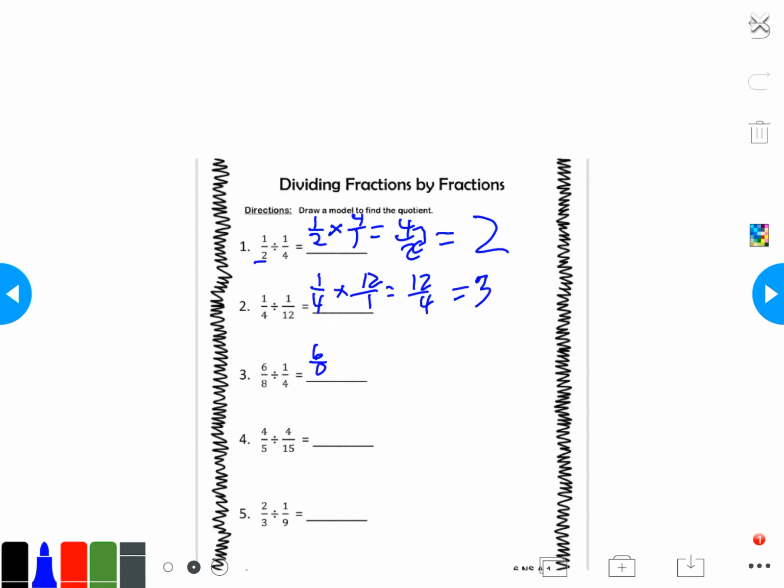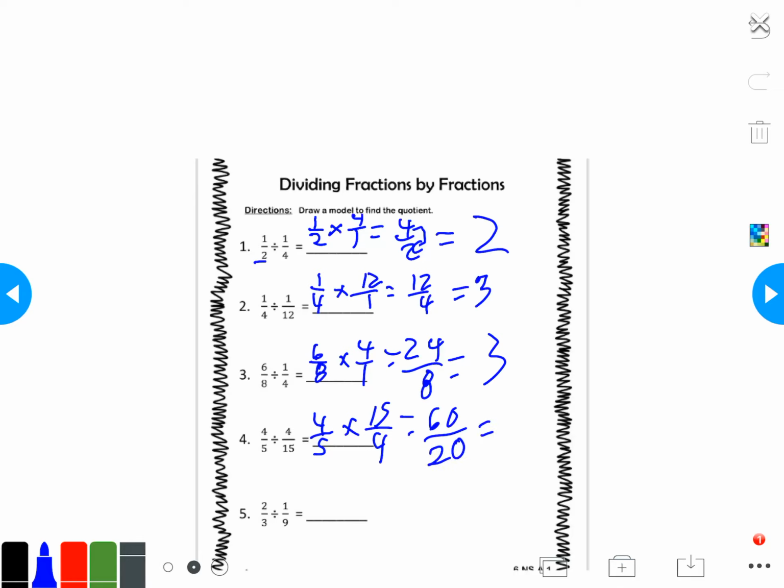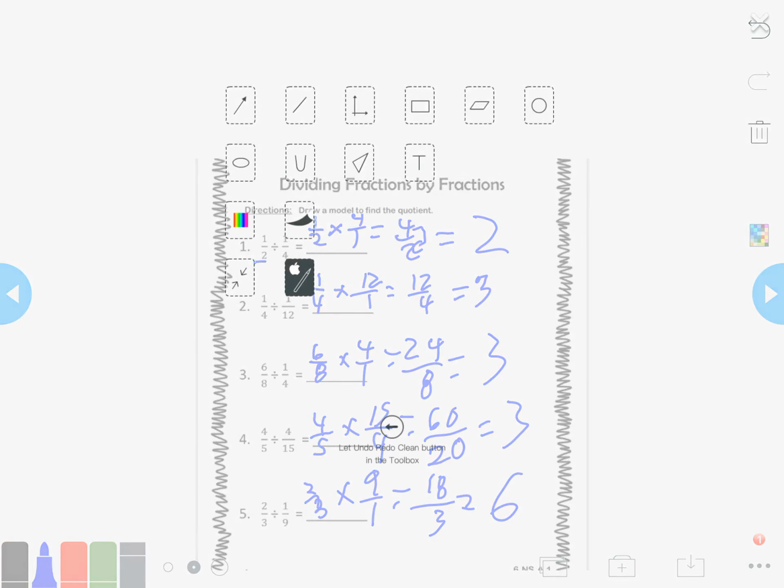6/8, division to multiplication. Reciprocal of 1/4 is 4 over 1. 24/8 equals 24 divided by 8 is 3. 4/5 times 15/4, 60 over 20, which is 3. And 2/3, sorry about the messiness, times 9 over 1. 18 over 3. 18 divided by 3 is going to give us 6. So that page right there is done. Hopefully those are the answers you got. All right, next one.